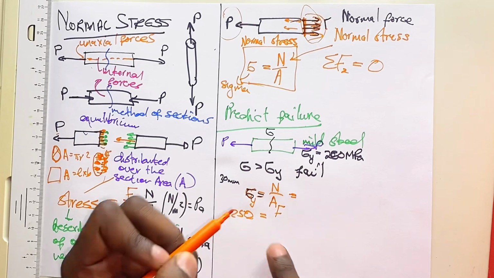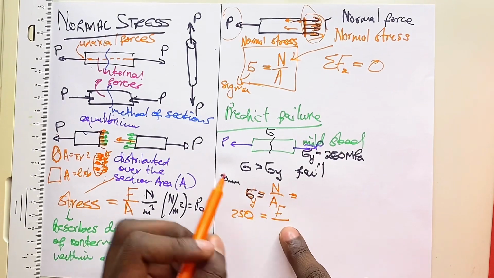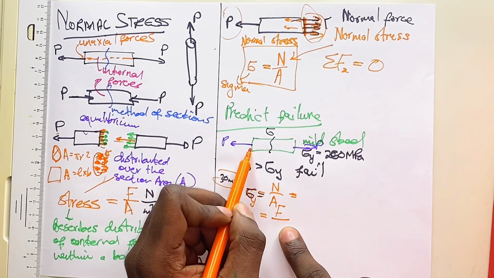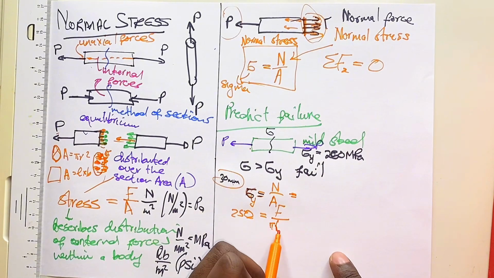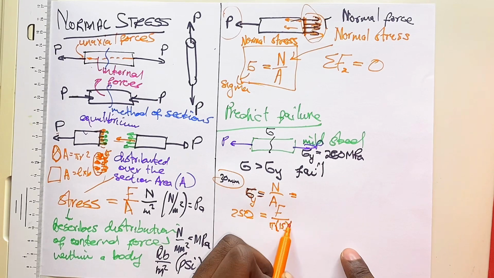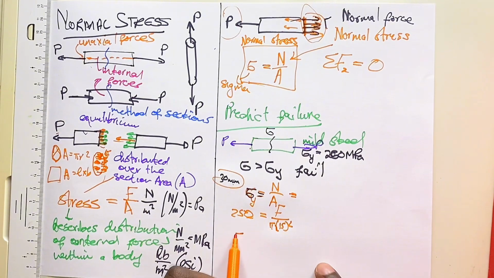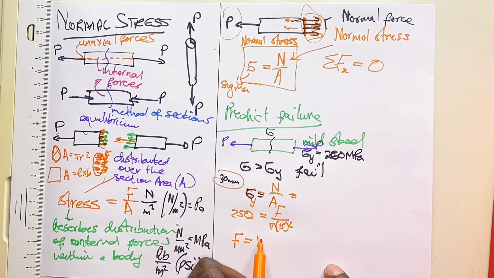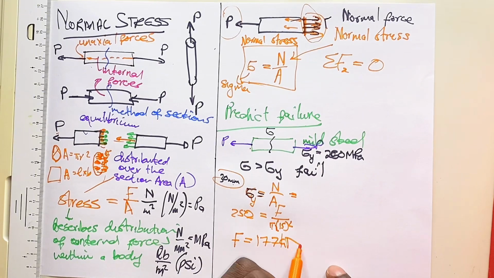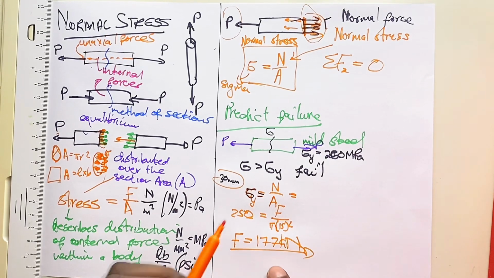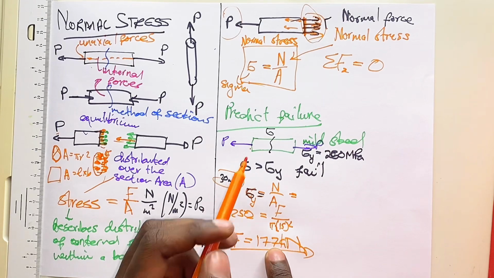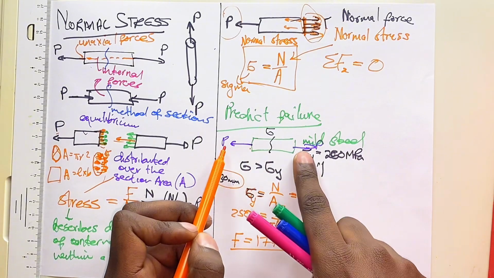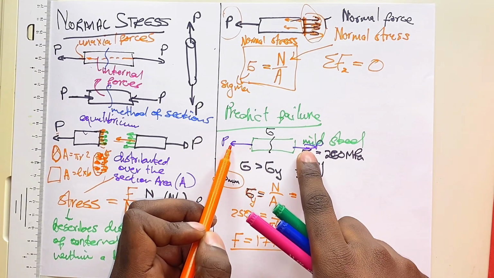So we still have our force, and for the area, we know that the diameter of our rod is 30 millimeters. So it will be pi r squared, which means 15 squared. If we solve for our force, it will be 177 kilonewtons. That means that if you exert a force greater than 177 kilonewtons, then your member will start to fail.